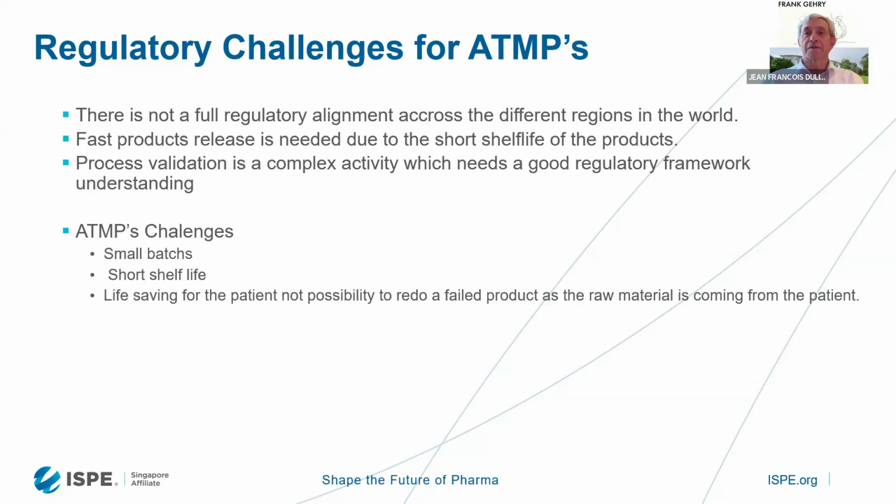For ATMP challenges, we have small batches, sometimes one batch for one patient, and this is life-saving. We cannot fail. Short shelf life, and as this product is life-saving for the patient, we do not have the possibility to redo a failed product as the raw material is coming from the patient.